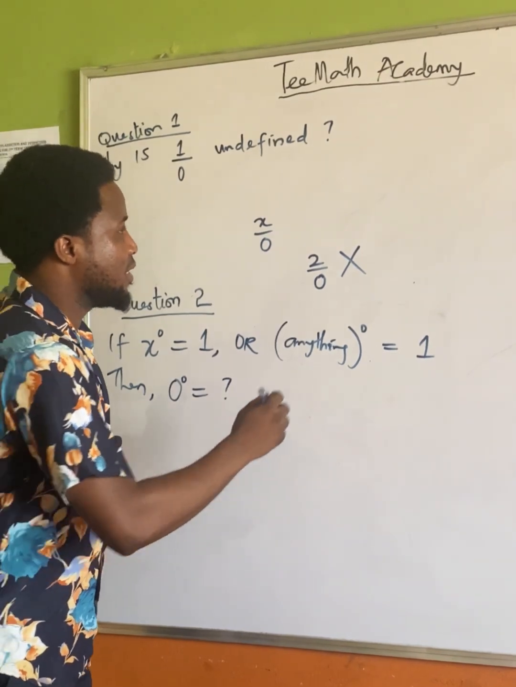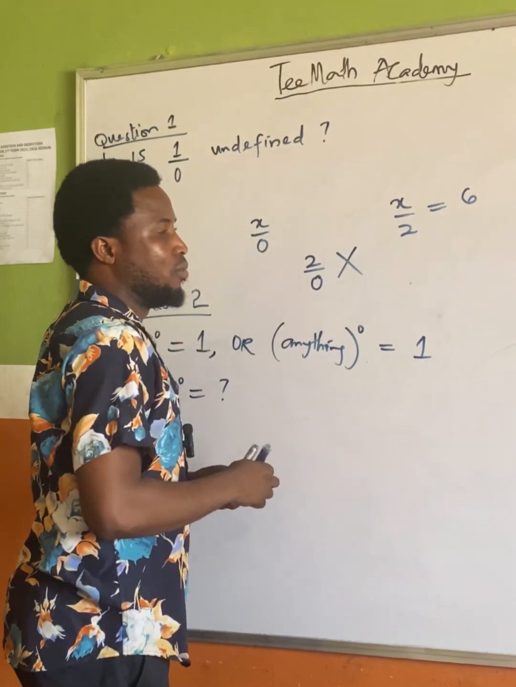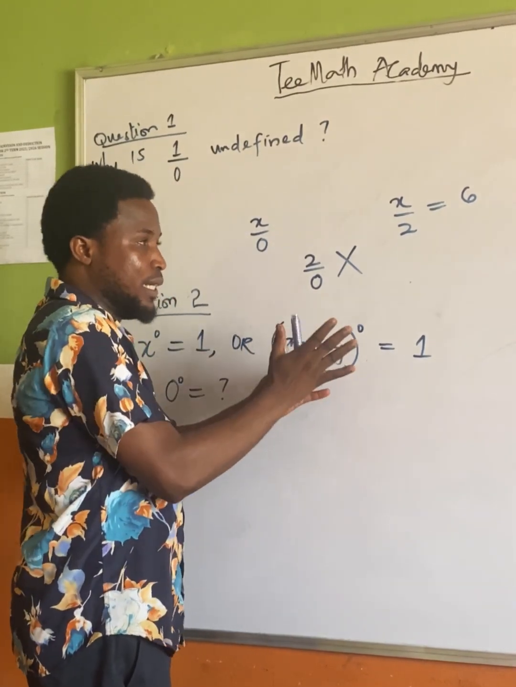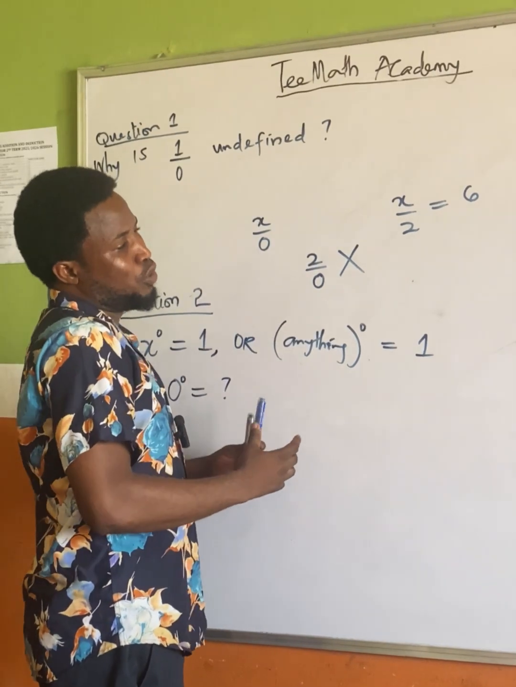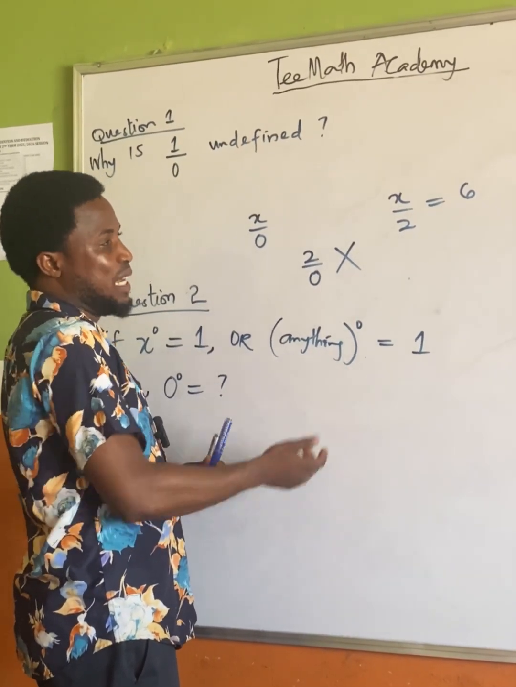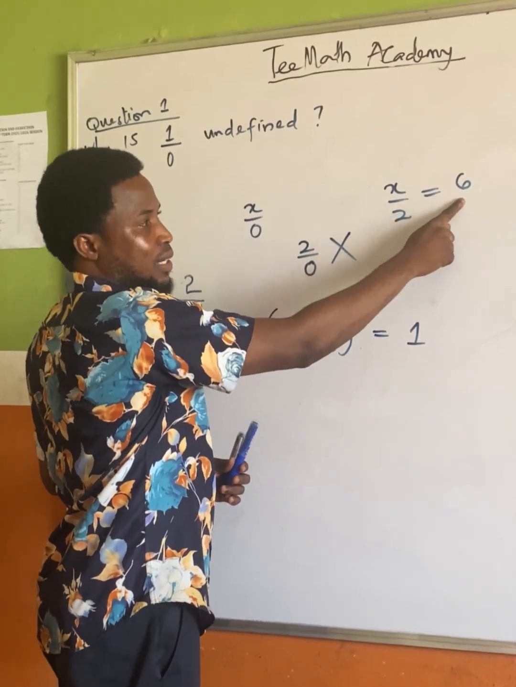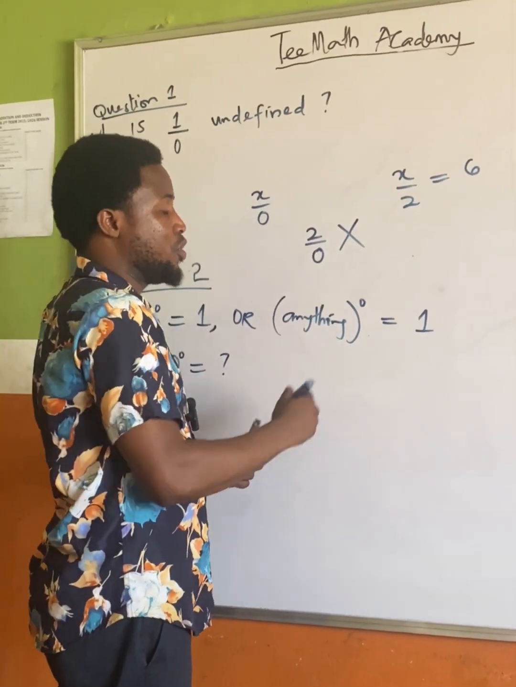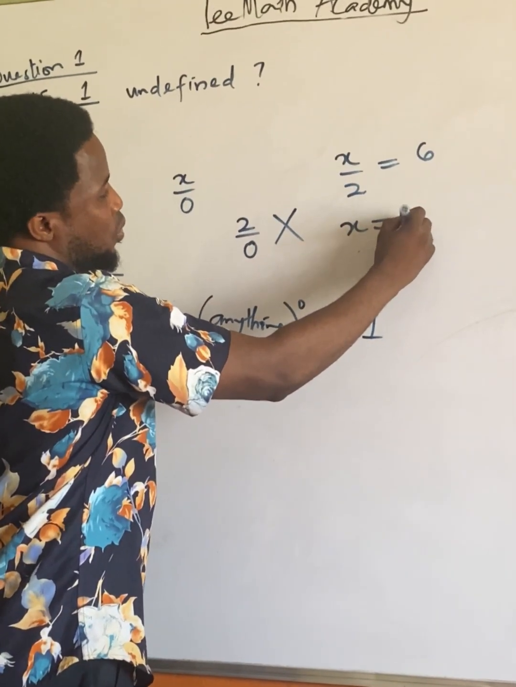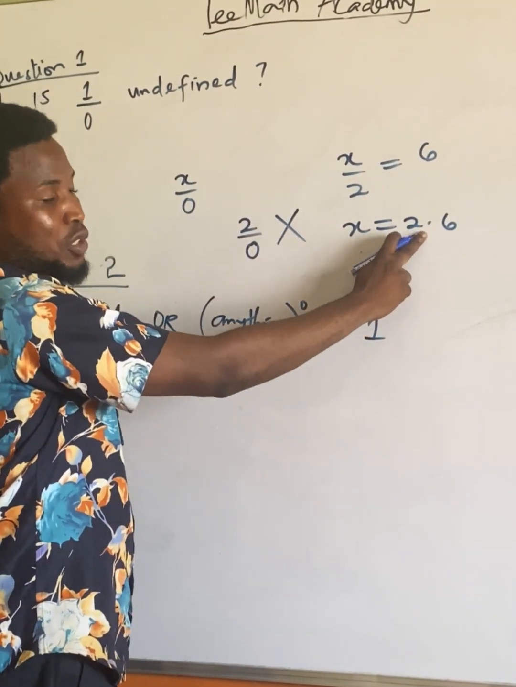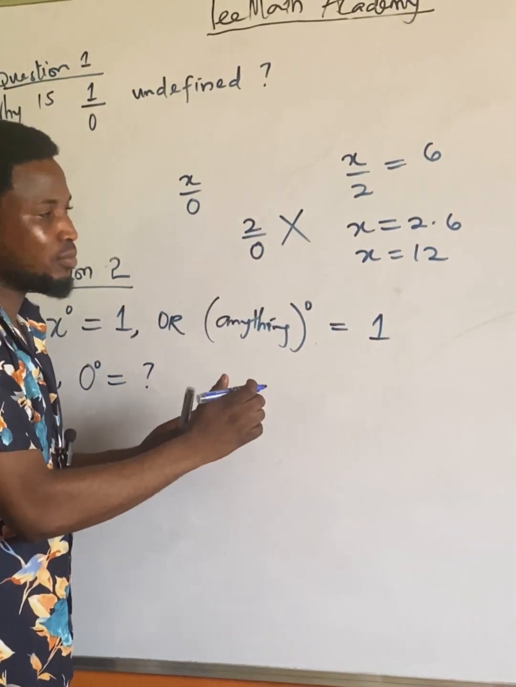Let's say, for instance, I have x divided by 2 to be 6. Now, I know that what you would first of all do here is cross multiply. If you don't want to cross multiply, you can think of that number that when divided by 2 gives 6, and that is 12. Or you cross multiply as usual, that is x equals 2 times 6. This dot means multiplication, okay? So that is 12.